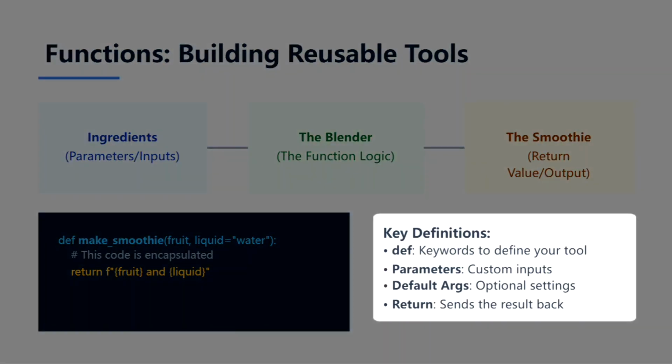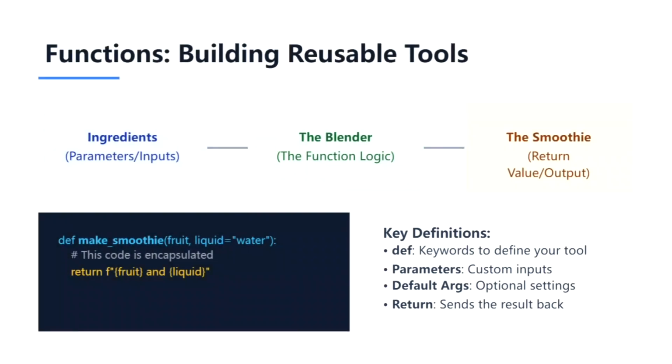In summary, functions are your best friends for keeping code clean and organized. We define the parameters at the top, write our logic in the middle, and return our result at the end. Any questions on how the blender analogy maps to our Python code?